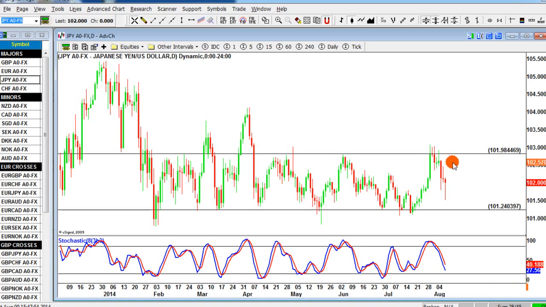If your two levels are so close together that you can't get a decent reward to risk of 2 to 1 or greater, it's really not worth taking the trade. So you'll find these on a variety of other currency pairs.